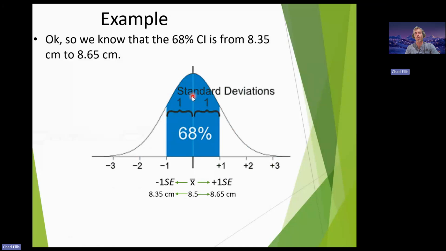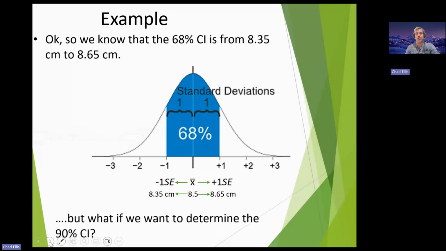Remember, the standard error kind of works like standard deviations, right? Most of the probability, or the area underneath the curve, is between plus and minus one standard error or one standard deviation above and below the mean. So in our case, we have a confidence interval for the 68% confidence level going from 8.35 centimeters up to 8.65 centimeters. But 68% is not very sure, not very confident.